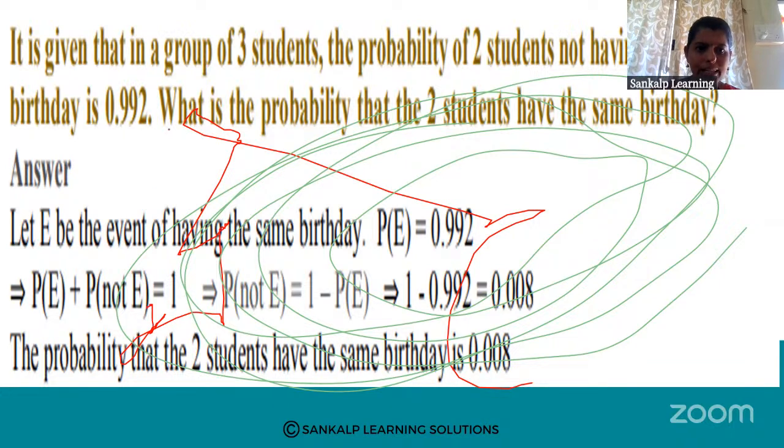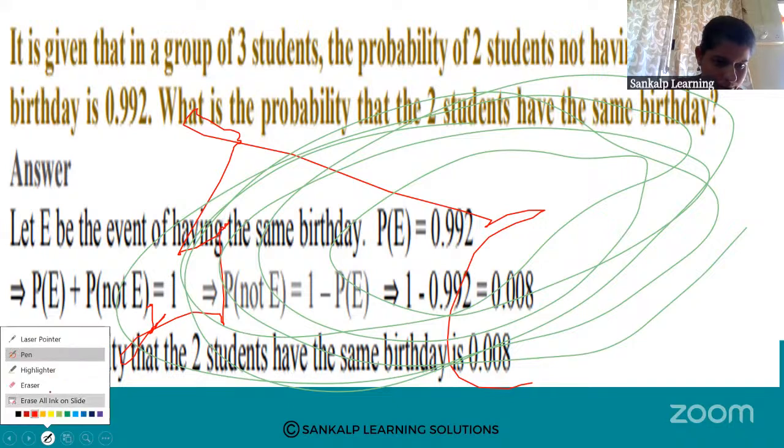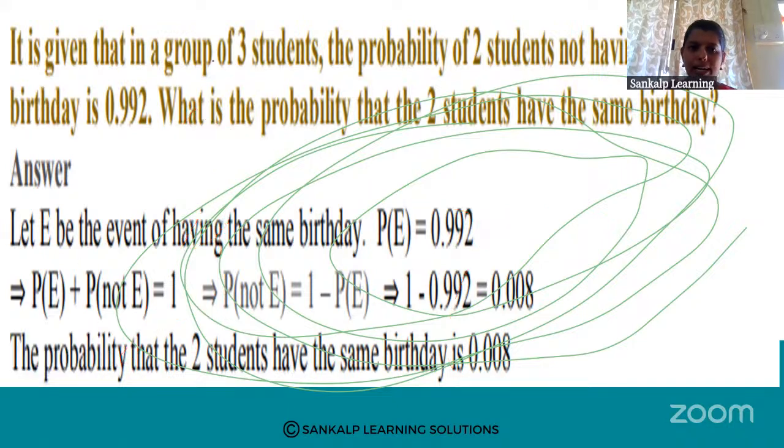It is given that in a group of 3 students, the probability of 2 students not having the same birthday is 0.992. What is the probability that the 2 students have the same birthday? Okay, same birthday probability.